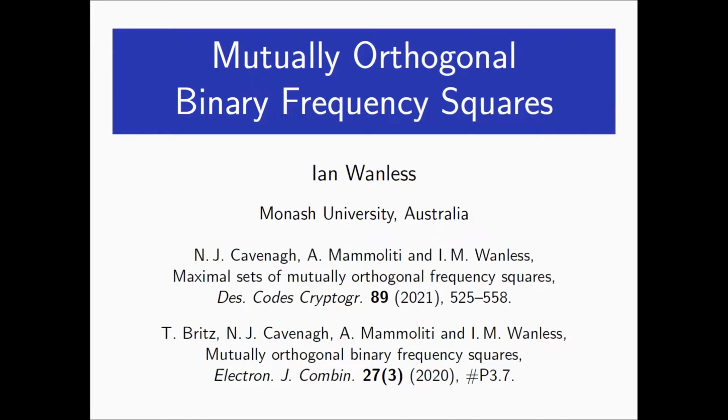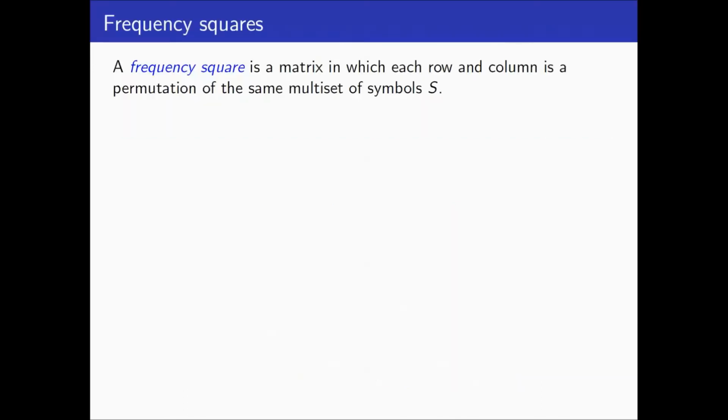Okay, so what I'm talking about. A frequency square is just a square matrix where each row and column is a permutation of the same multi-set of symbols. Anyone who knows me knows that I love thinking about the case where S is actually a set, so everything has multiplicity 1, and that's what gives you a Latin square. But actually, what I'm going to talk about today is the opposite extreme to that, although many of the questions that I'm going to consider are motivated by comparisons with the Latin square case and by work that's been done in that case.